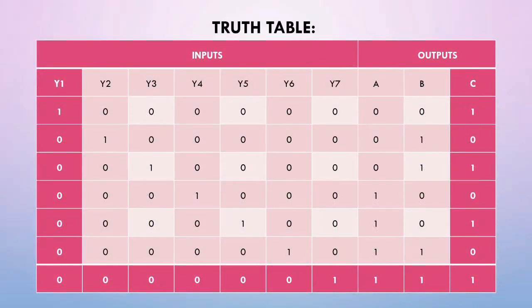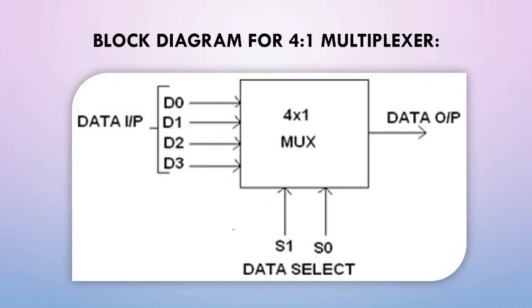Here is a truth table displayed. So Y1, Y2, Y3, Y4, Y6, Y7 are the inputs and ABC is the output. In this, the input lines are 2^n and the selection lines will be n. So output lines are 3. The block diagram for the multiplexer will look like this. There are 4 input lines, that is D0, D1, D2 and D3, and 2 selection lines S1 and S0. So a single output line. In the case of a demultiplexer, it will be vice versa.